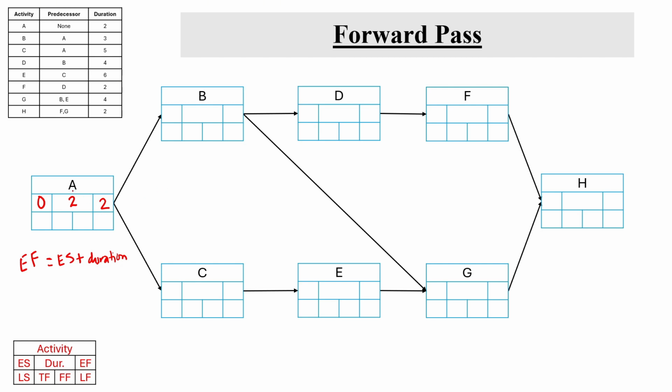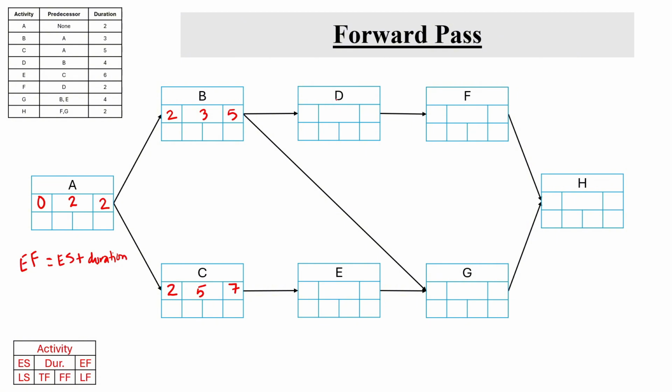Now once activity A is completed at the end of day 2, both activities B and C can be started at the end of day 2. So early start of both activities B and C will be 2 and 2. The duration of activity B is 3 days and activity C is 5 days. So the early finish of activity B is going to be 2 plus 3, end of 5 days, and activity C will have early finish of 2 plus 5, 7.